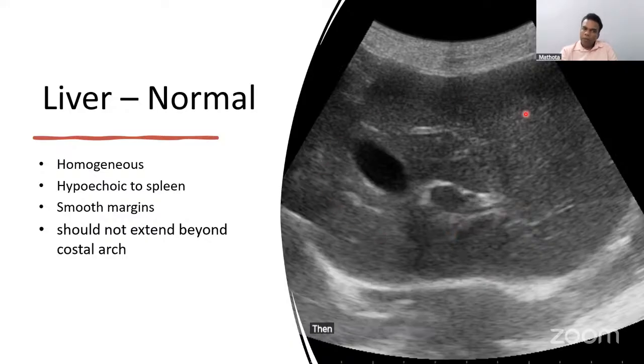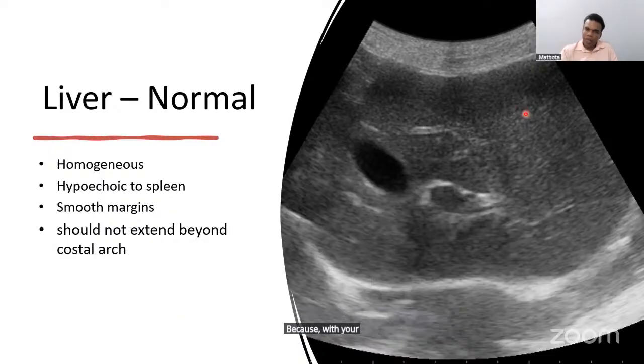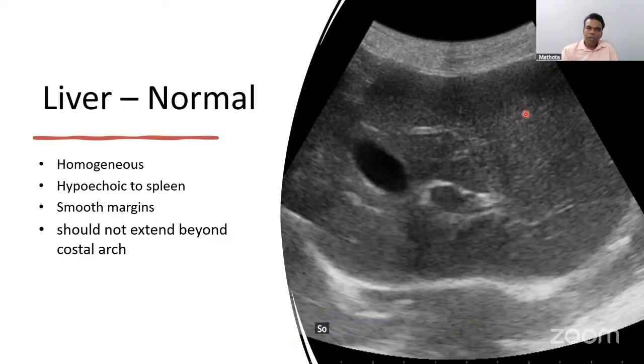Then you have to compare this echogenicity, how bright this structure is, with other organs, because looking at the screen, you can't say whether this is hyperechoic or hypoechoic. With your gain control, you can reduce the gain, so if you reduce the gain, it looks hypoechoic. If you increase the gain, it looks hyperechoic. So always you have to compare with the organs of the same animal.